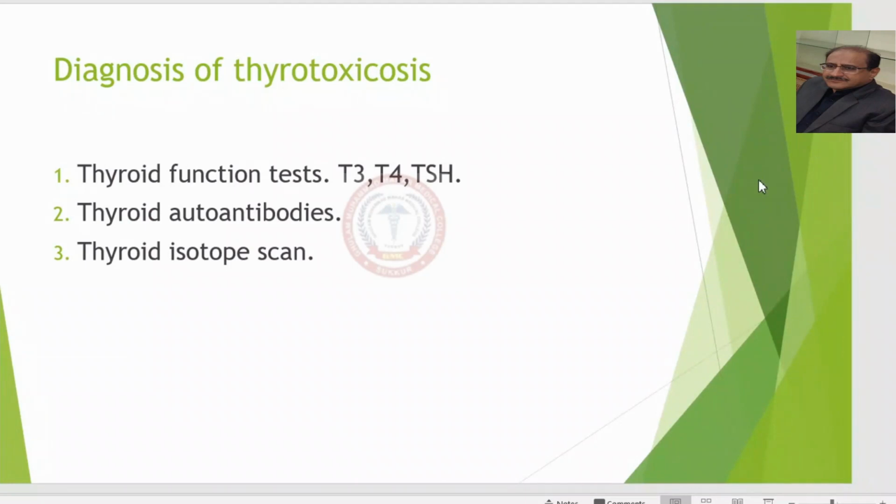So the thyroid isotope scan will tell us whether there is a single or solitary overactive area, which we call a hot nodule, or there are multiple areas or multiple hot nodules, which will give us the clue about the hyperfunctioning of the thyroid nodule. So the thyroid isotope scan is a very important investigation in cases of a hot nodule, in cases of toxic nodule.